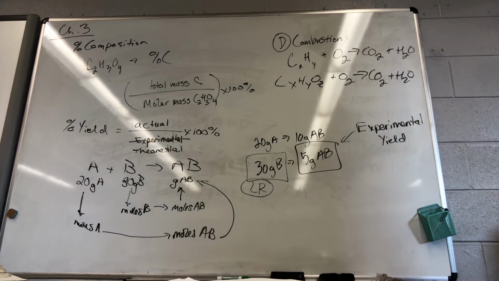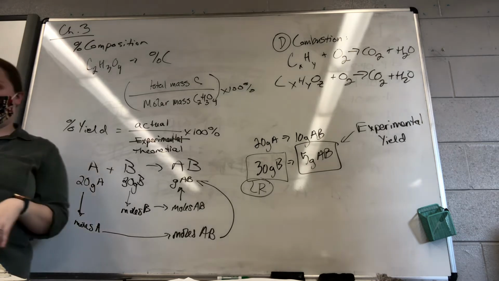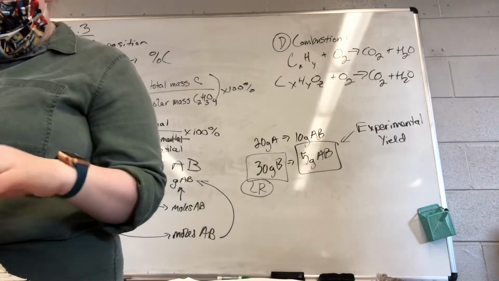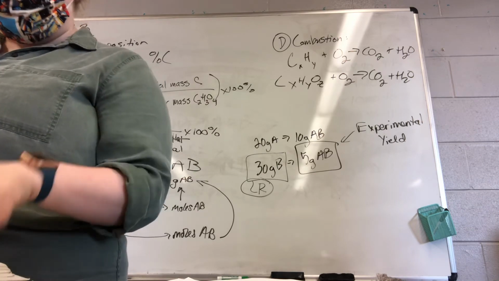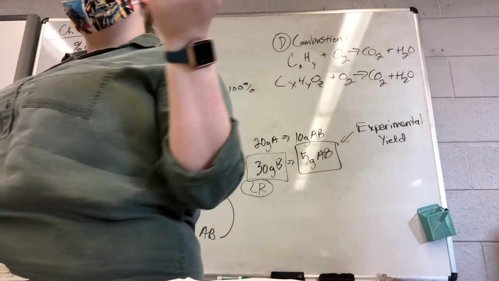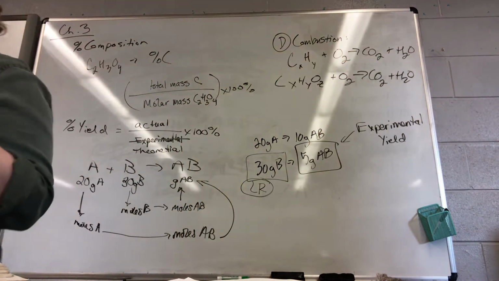Okay. What else was in this chapter? Sorry, did I get all 3 of them, Gavin, or no? Yeah. Okay. Percent element and percent yield. All right, what else? There was molar masses. We feel pretty good about molar masses? Thumbs up. All right.